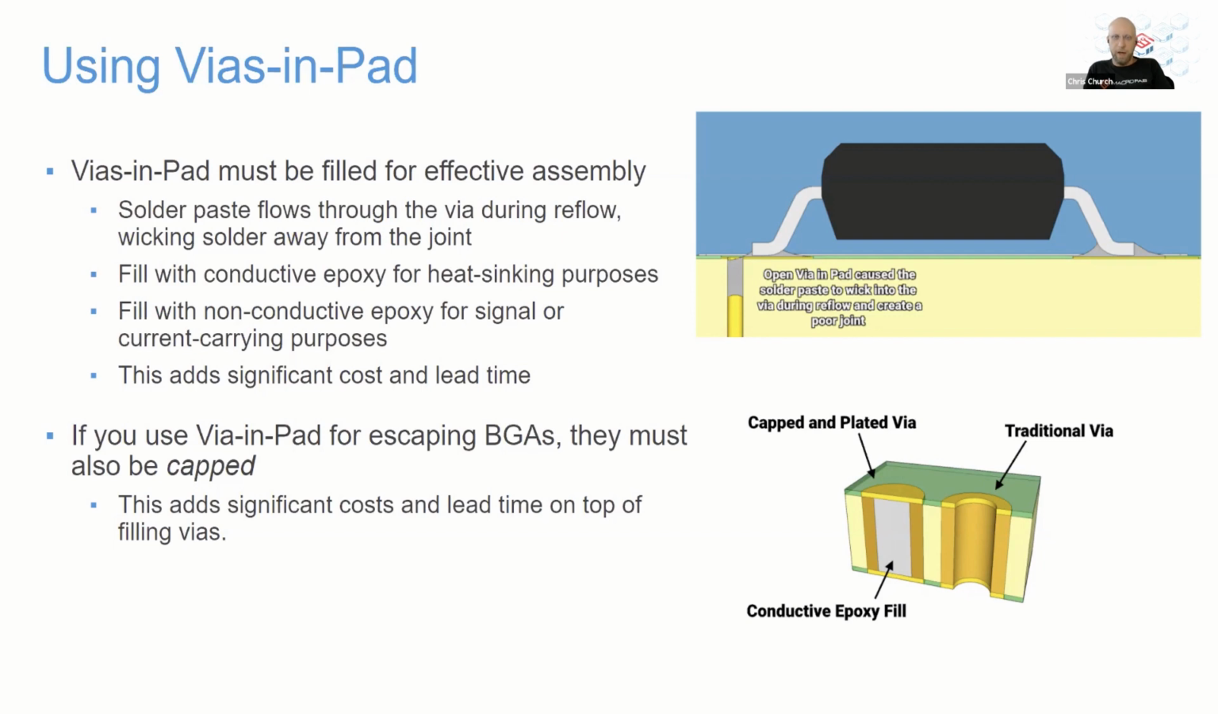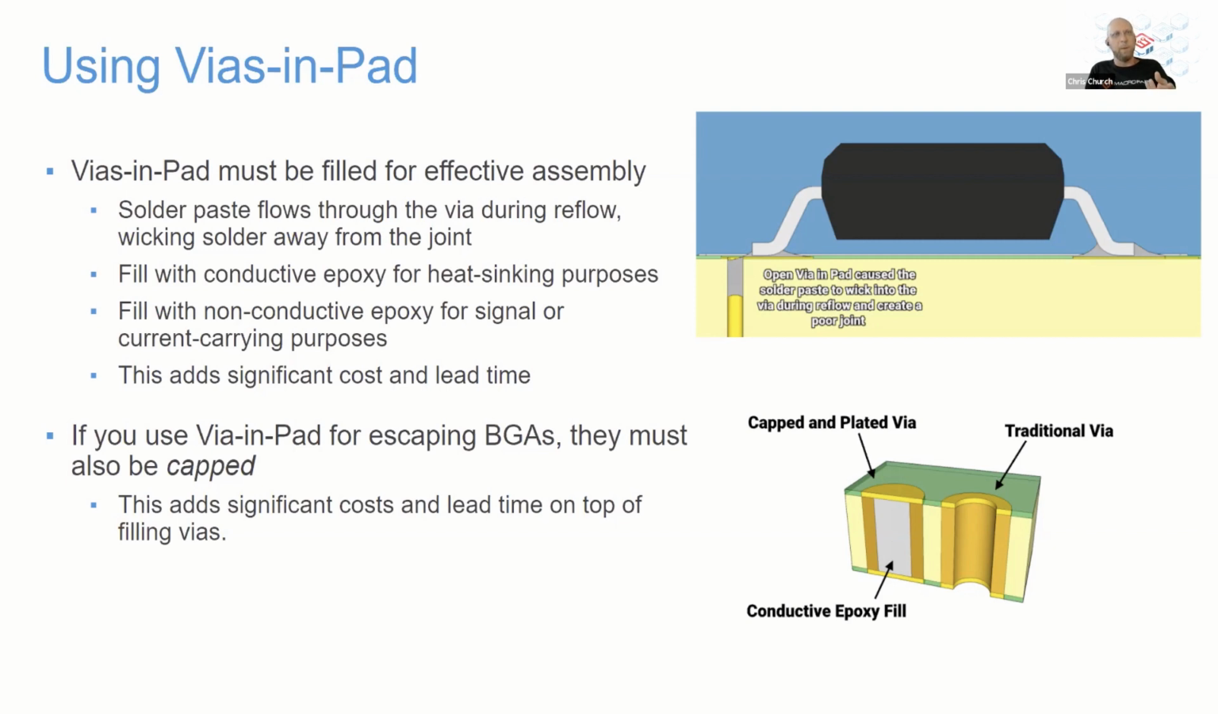And there are two ways we can fill it. We can fill it with a conductive epoxy or a non-conductive epoxy. There's a lot of different advice out there, but what I tend to go by is we use conductive epoxy for heat sinking because they're basically putting solder in there, and that will actually act as a helpful heat trap.